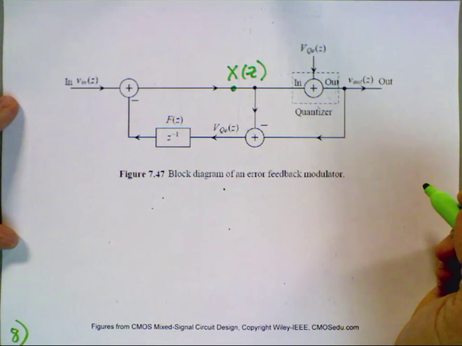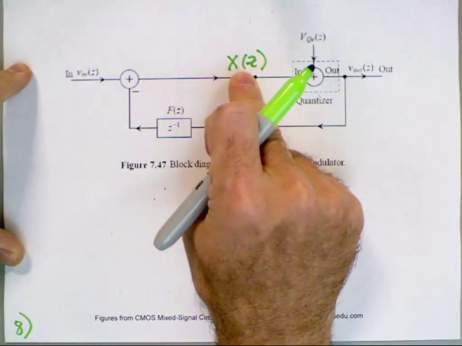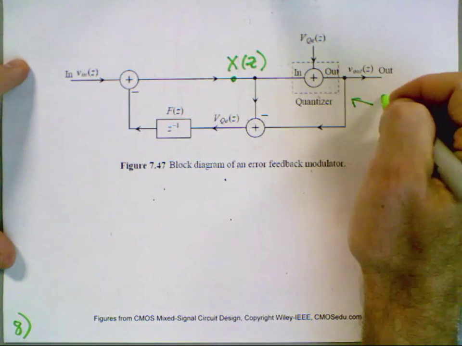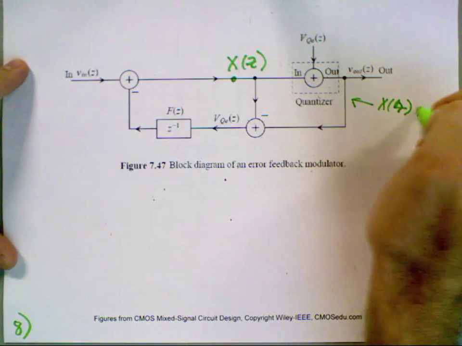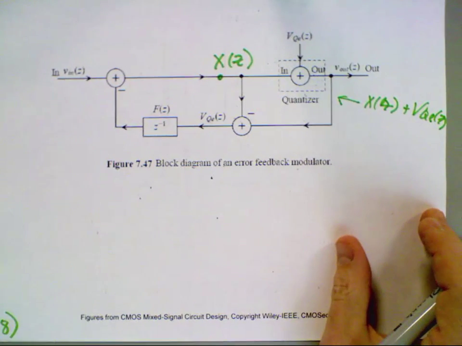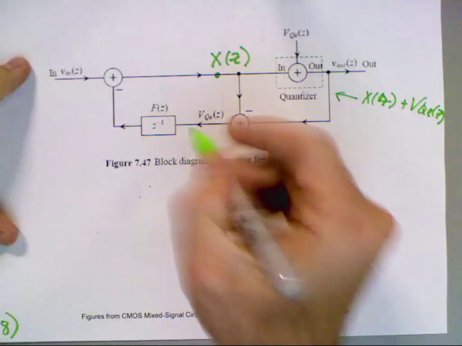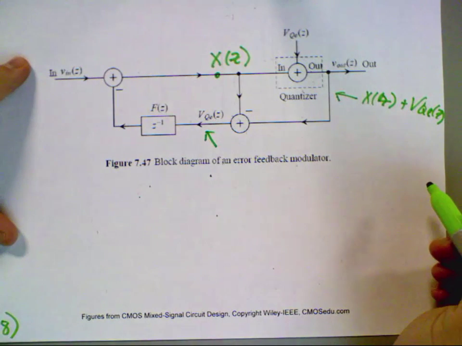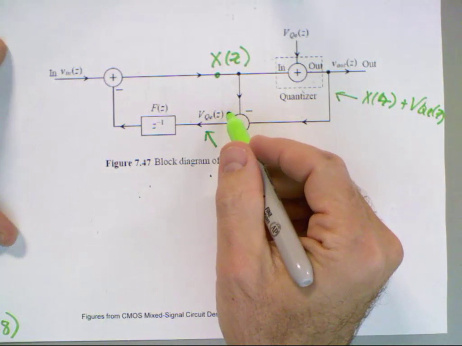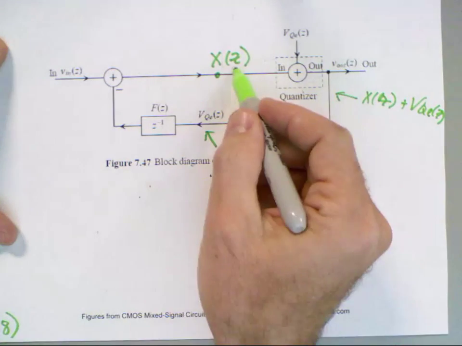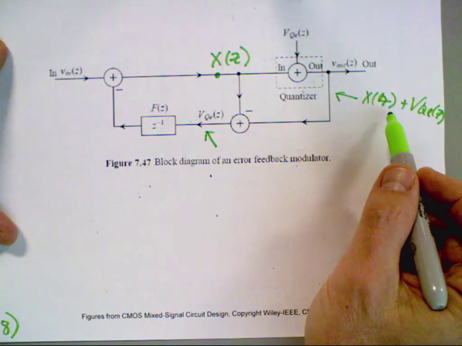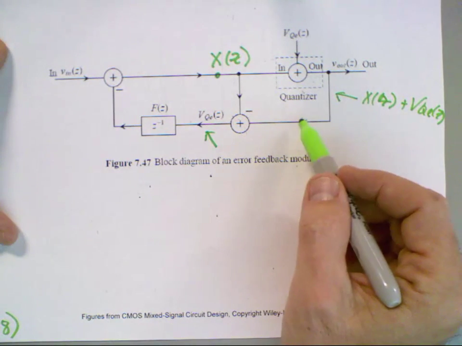V out of, well, hold on. So if I define this node as X of Z, what is V out of Z then? It's X of Z plus VQE of Z. And then if I look at that, what is this node? It's labeled there, right? It's VQE of Z, because I'm subtracting X of Z from here, which gives me VQE of Z, right? That's the beauty of doing digital modulators like this.